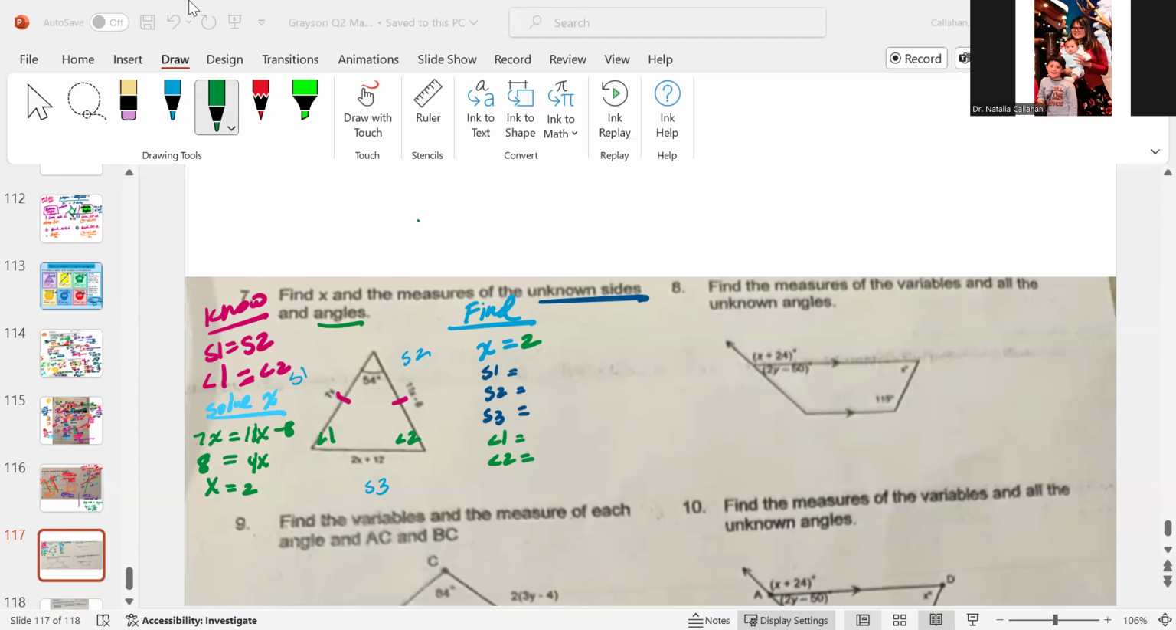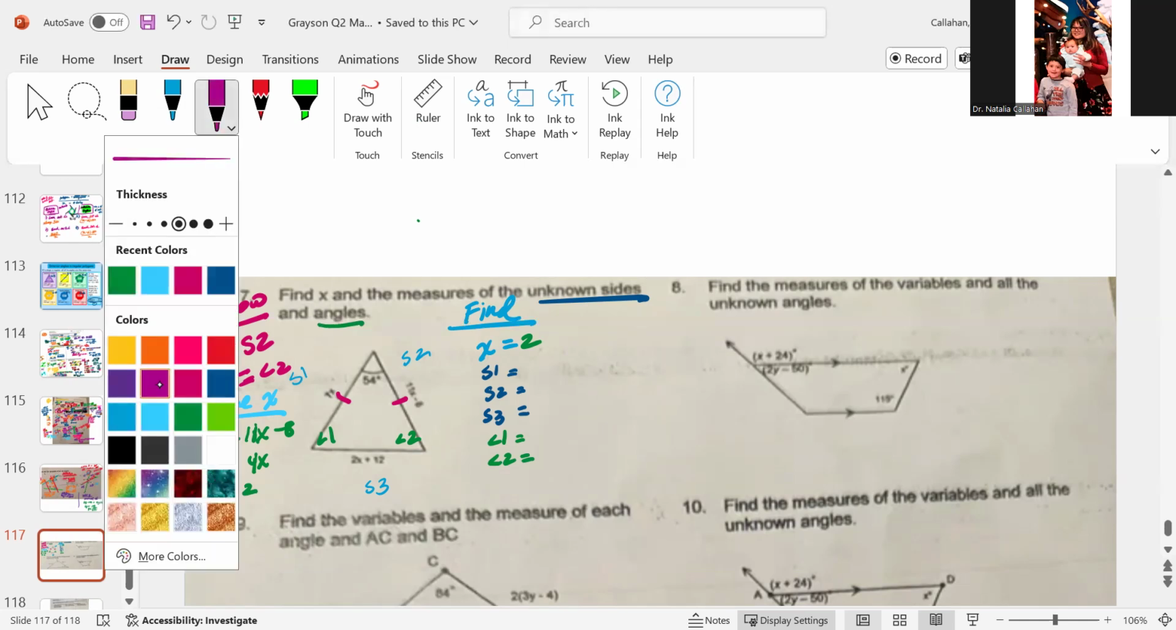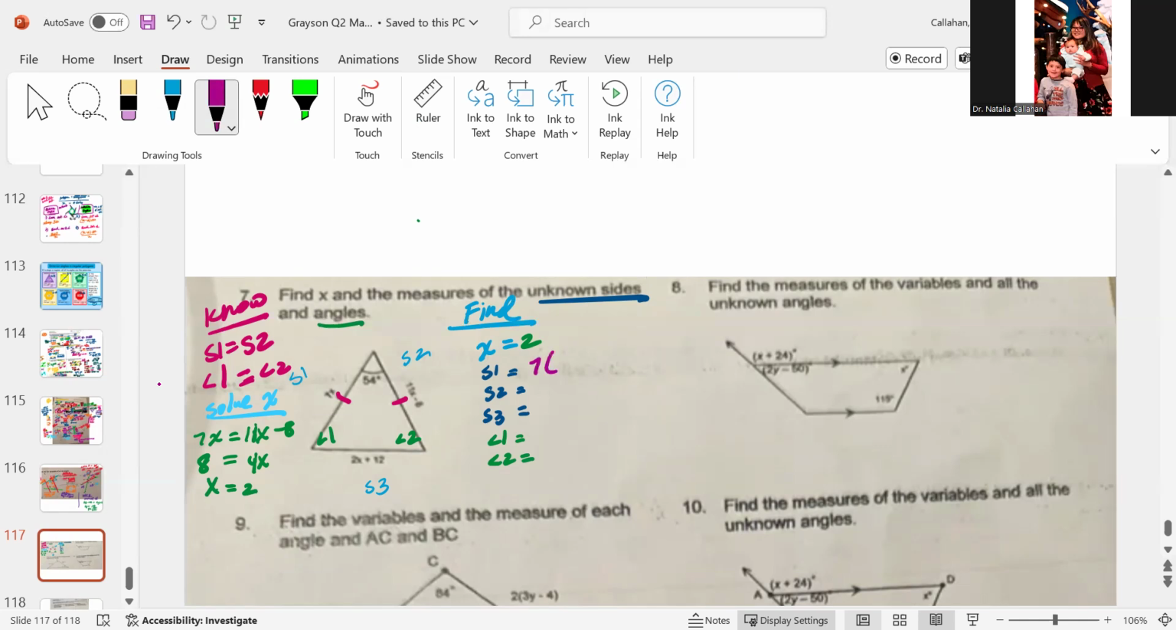Okay, so x equals 2. So if x equals 2, which side can we find if I already know what x is? Side 1. So 7x. 2 and side 3. Okay, so let's find side 2. Then you find all the other sides.